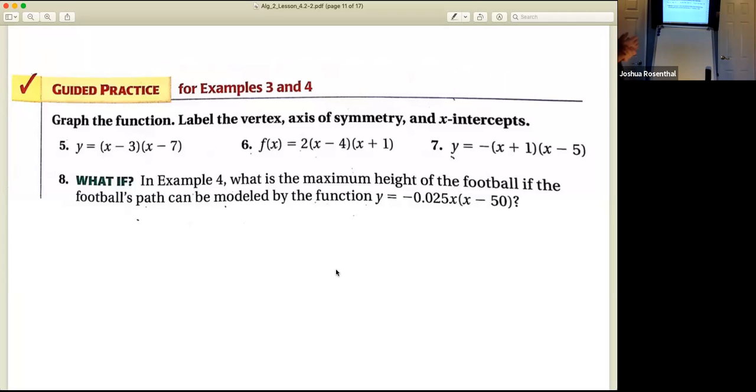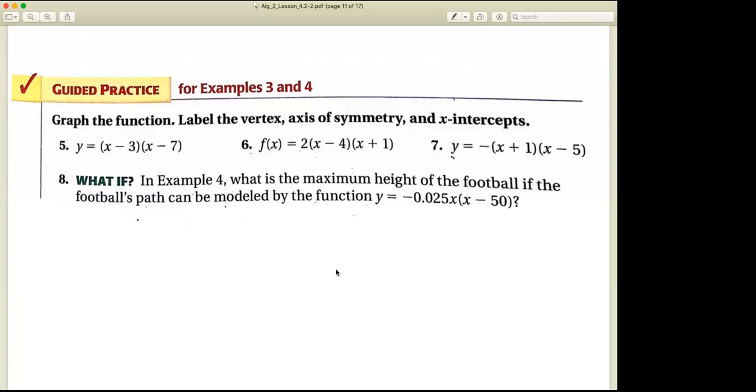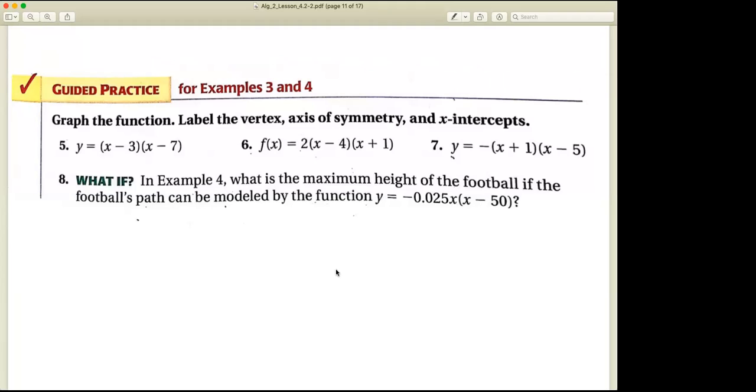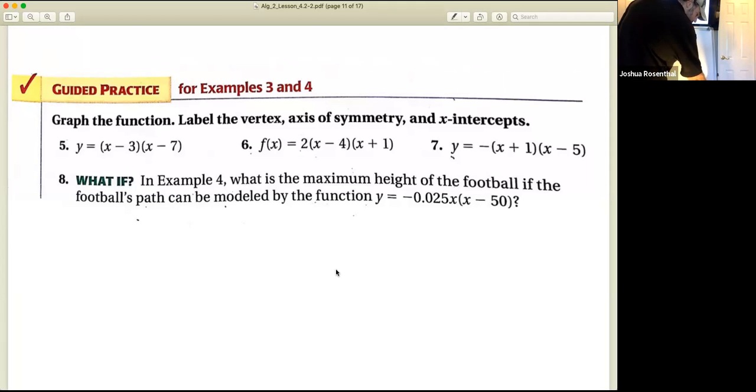Did you guys do Vertex Form? Not Vertex Form, Intercept Form. Root form, yeah. Did you do Intercept Form last year with Mr. Knaus? I don't remember. I think we did. I think we did number 5. I don't know if we did number 6. Let's start with number 6.